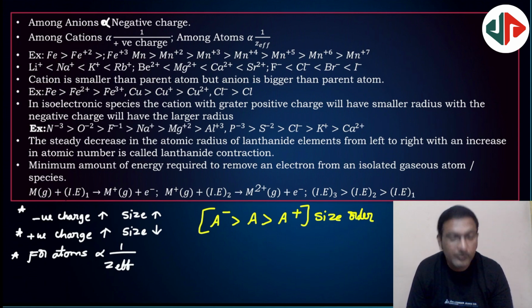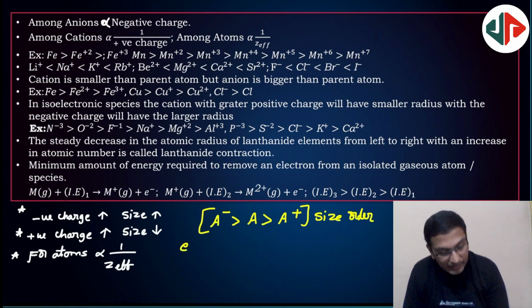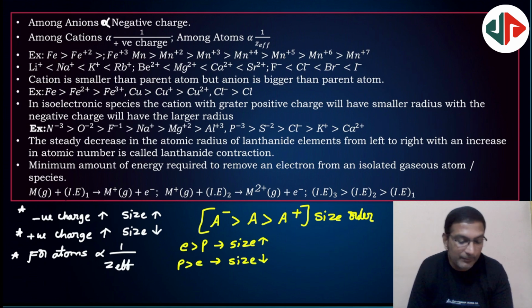In case of anions, electrons will be dominating, electrons more than protons. In a neutral atom, electrons equal protons. In cations, protons will be dominating. If electrons are greater than protons, size increases. If protons are greater than the number of electrons, size decreases. Remember like this.